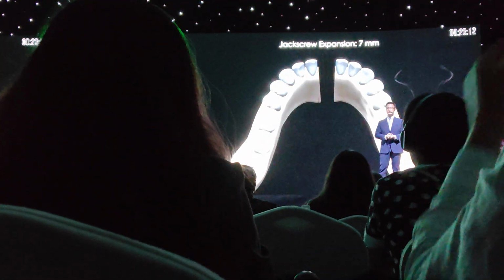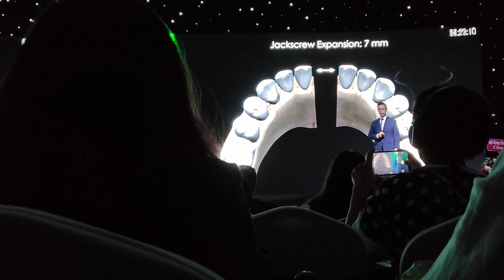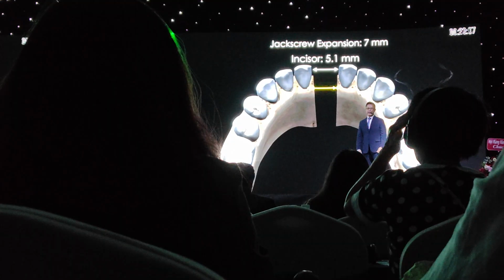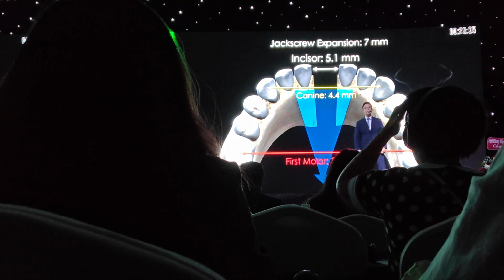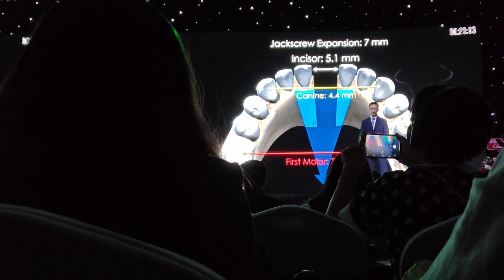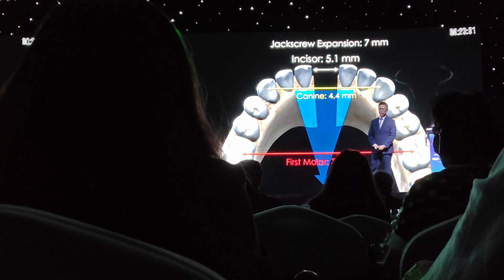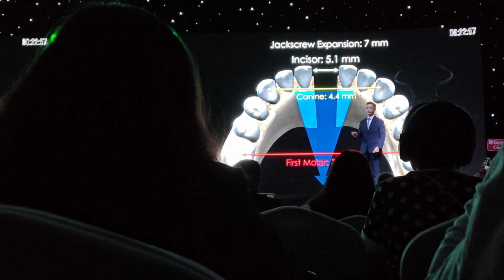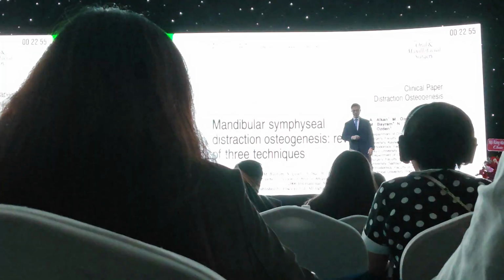So when we expand the jackscrew about 7 millimeters, usually the incisors open up about 5.1 millimeters, the intercanine width will increase 4.4 millimeters, and the first molar increases 3.2 millimeters. It's the same as the RPE. You have more expansion in the anterior than the posterior.